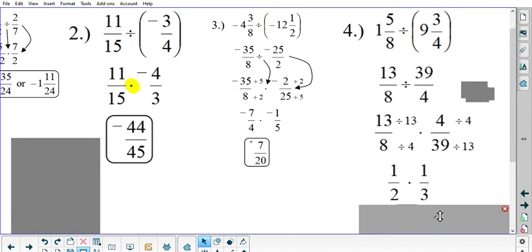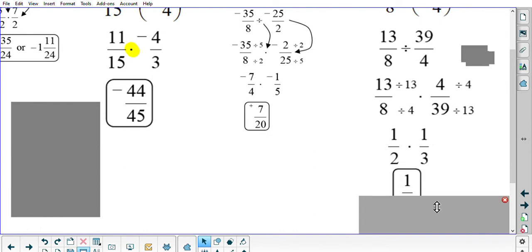Look how easy it's going to be to multiply. 8 divided by 4 was 2, 4 divided by 4 was 1. So our numerators, super easy to multiply, we will get 1. The denominators, super easy to multiply, and you get 6. The final answer is 1/6.